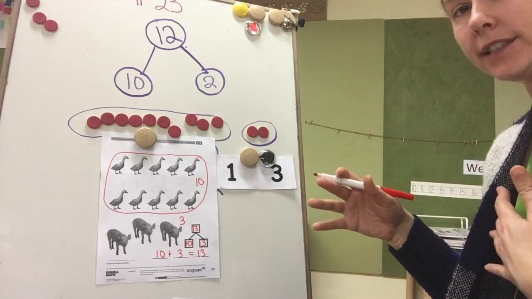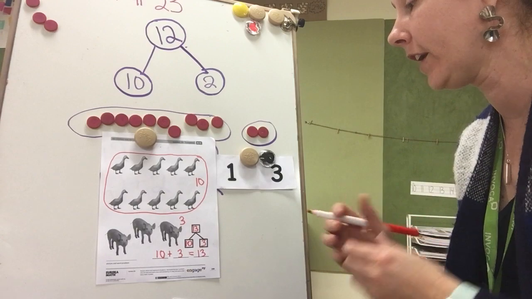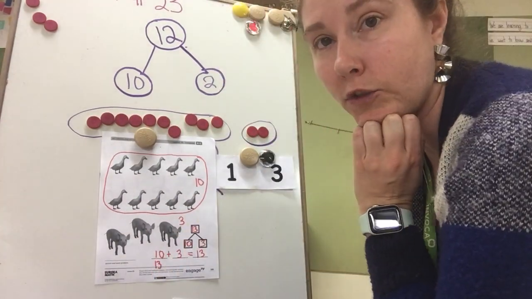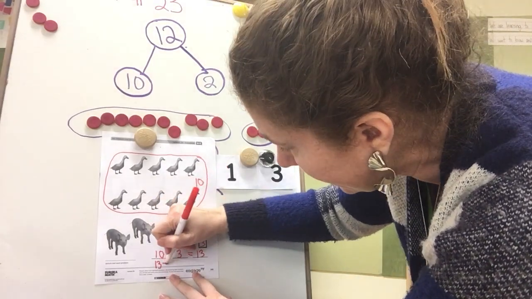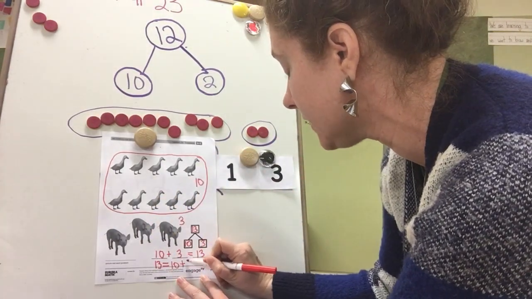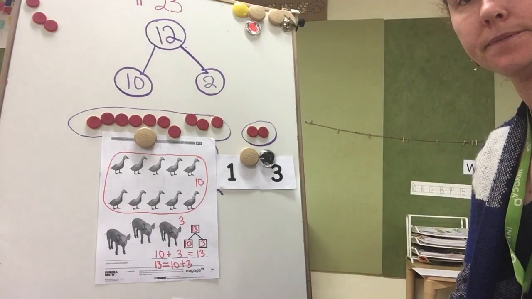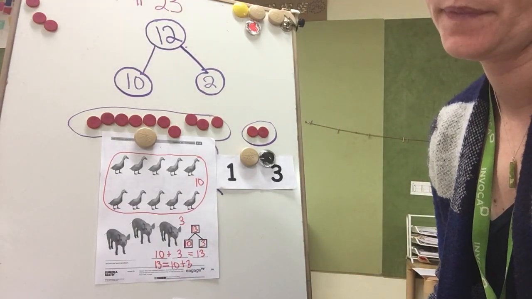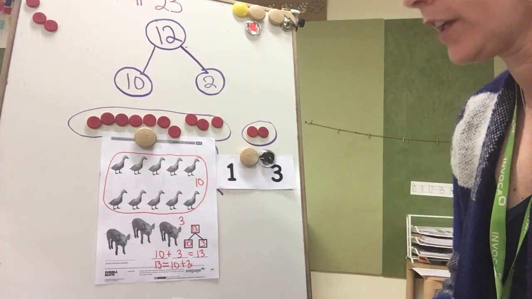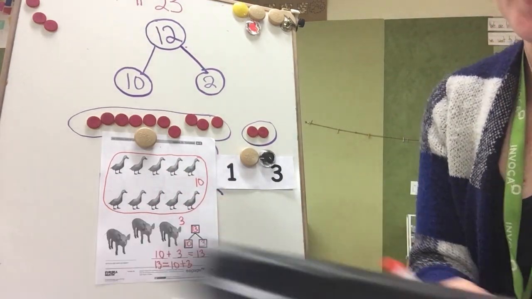Now if I want to reverse it, I could start with the total first. There are 13 animals at this farm. The 13 equals 10 geese plus 3 pigs. Awesome. Now this is pretty separated. Everything looks good now. Okay, guys.